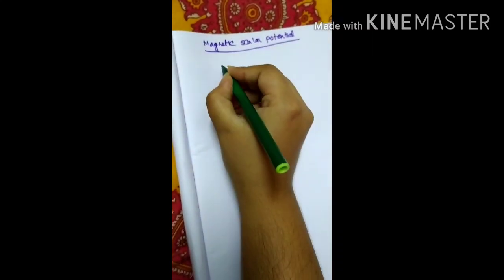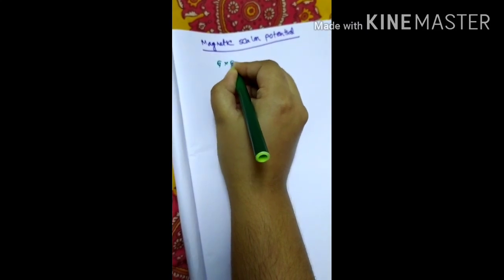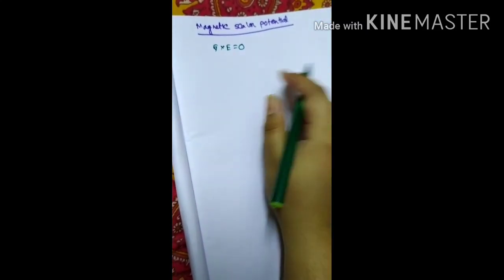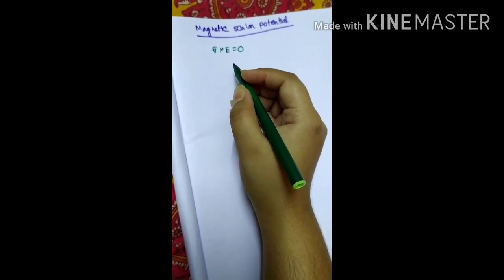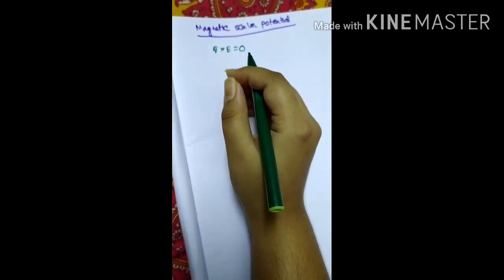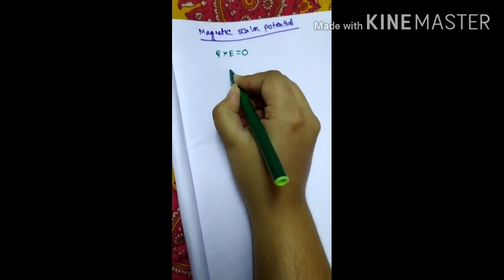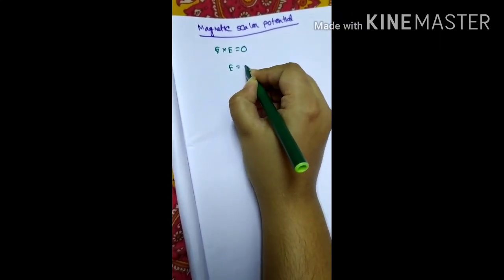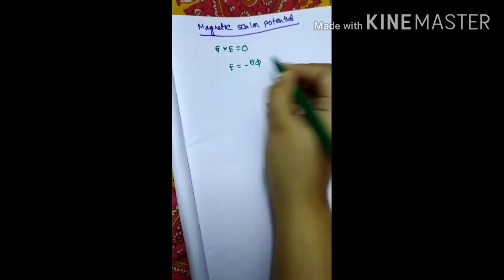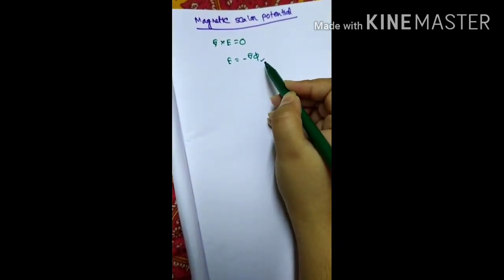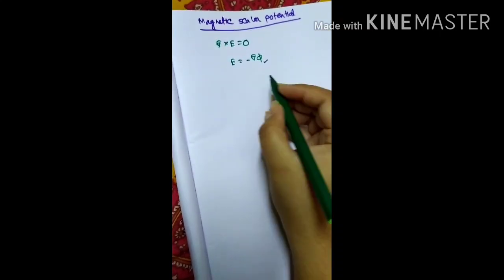Magnetic scalar potential. Okay, so we know that in electrostatics, curl of E equals 0. That is a conservative field, and we know that the curl of a scalar gradient is equal to 0. So we can write E as the negative gradient of a scalar potential. Here phi is the electric potential.